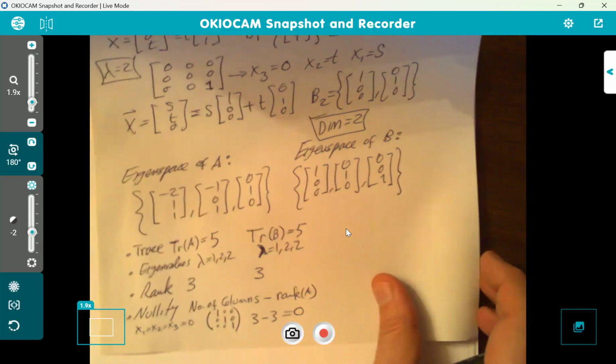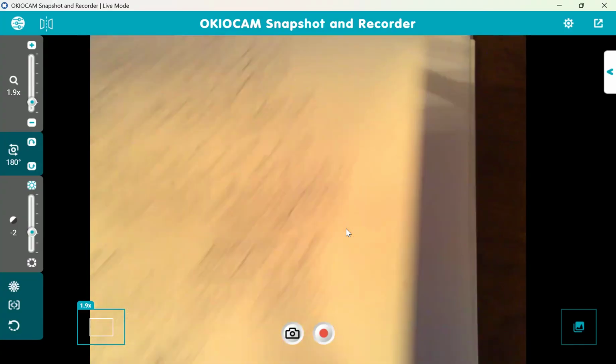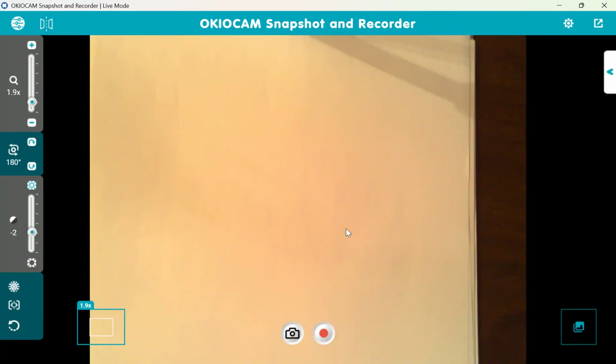Okay. Nullity is 0. So what does that mean? That means the null space is just the origin. And it tells you how many free variables there are when solving the system, pretty much. Okay. So there you have it, and it's 7:36.